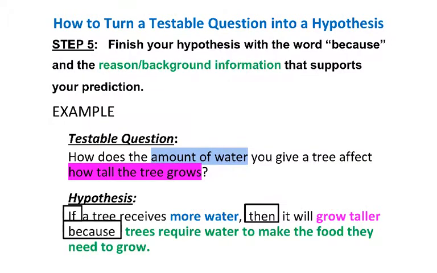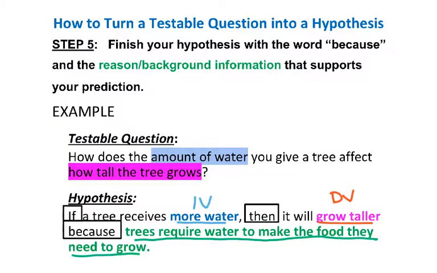Step 5 is to finish your hypothesis with the word because and then the reason or background information that you have that supports your prediction. So here we have that same testable question. How does the amount of water you give a tree affect how tall the tree grows? And we had written, if a tree receives more water, so if independent variable, then it will grow taller, then dependent variable, because, and then we need to give our reason. And the reason here is trees require water to make the food they need to grow.